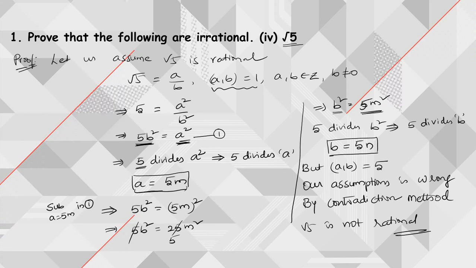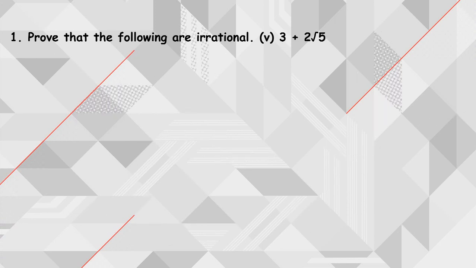So based on this, you can try root 7 and root 11 values. You have to prove root 7 and root 11 as irrational numbers by using this process. Okay, so that is the task. So do it yourself. Next, moving on to one more question.